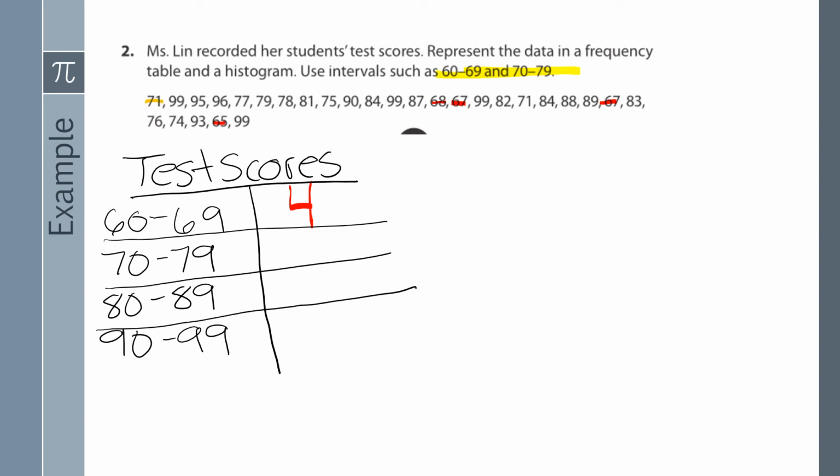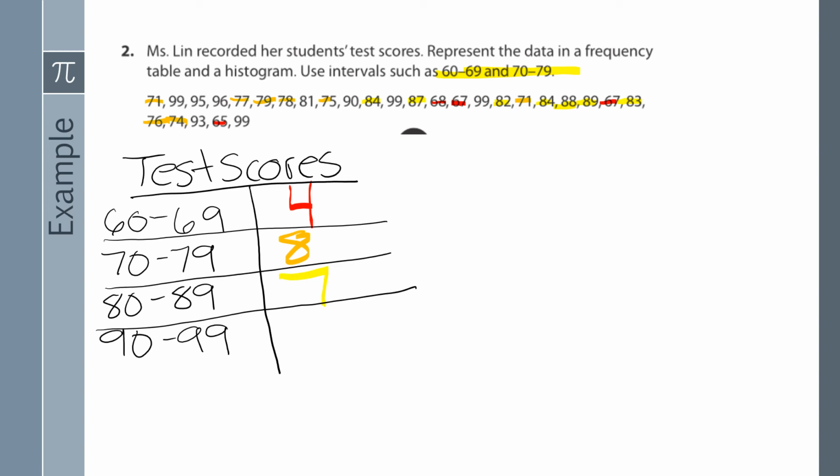So I'm going to mark those in orange. So I have 71, 77, 79, 78, 75, and then a 71, a 76, and a 74, and then I would count those. So 1, 2, 3, 4, 5, 6, 7, 8, 70 through 79. Then I have 80 through 89. So all my 80s: 84, 87, 82, 84, 88, 89, 83, and then I'm done. So 1, 2, 3, 4, 5, 6, 7. I think I counted that right.